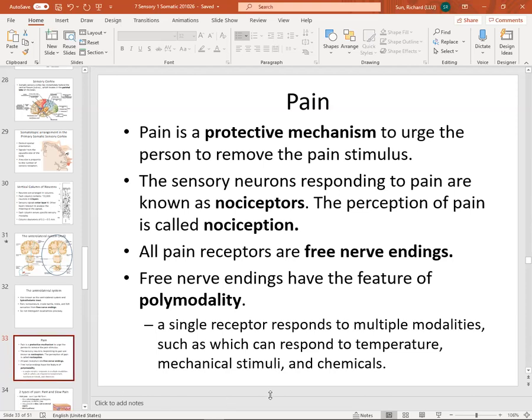Free nerve ending is unique in that it is also called polymodal, meaning that it can be stimulated by multiple types of stimulus. Other mechanoreceptors can only be stimulated by a mechanical stimulus. But here it can be stimulated by mechanical stimuli, by temperature, too hot or too cold, where you can feel pain from that, or by chemicals. Some chemicals will act on it to cause pain.